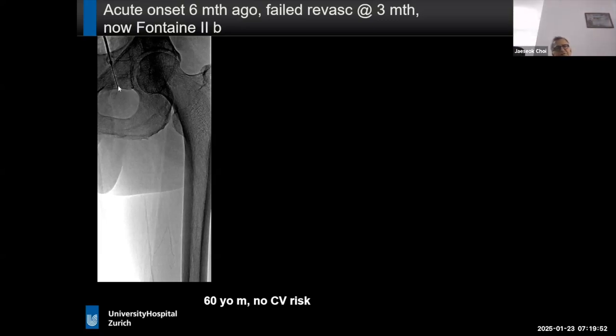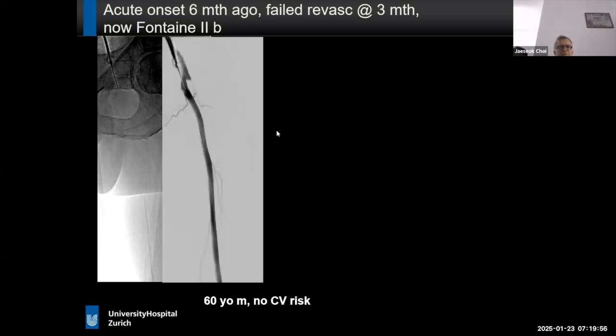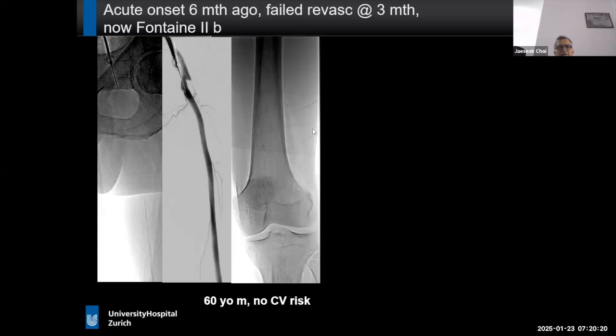That's a direct angiogram. We just inject contrast into the artery. And what can we see here? That's quite important. It's a proximal occlusion here of the femoral profunda artery, indicating an embolic origin. And that fits his history. There's no arteriosclerosis all the way down here. And we look at the knee.